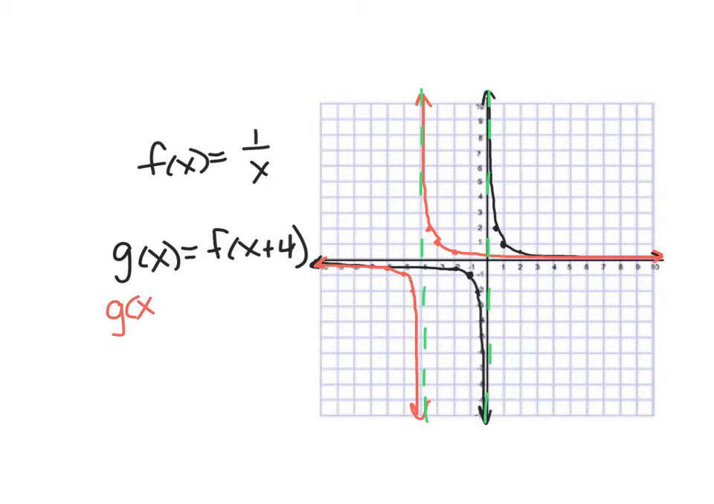Okay, let's change up our equation. So g of x is equal to f of x plus 4. If I wanted to write it without function notation, I would need to replace the x with x plus 4. So when you are doing a horizontal translation, you're going to be replacing the entire x with what is here in the parentheses. So I replaced x with all of this, x plus 4. So I can say that the equation of the red graph is g of x equals 1 over x plus 4.